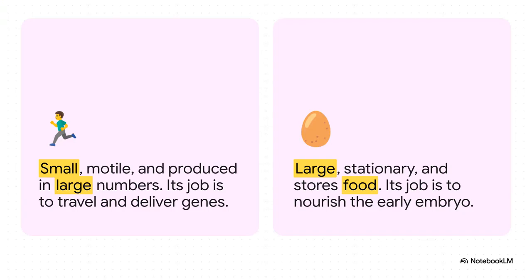The way this works is almost like a treasure hunt. The male gametes, think sperm, are like the explorers. They're small, they're fast, and there are millions of them. Their one and only job is to find the treasure. The female gamete, the egg, is the treasure. It's large, it stays put, and it's packed with all the food and resources needed to kickstart a new life. It's this incredibly high-stakes race where the future of the species is on the line.